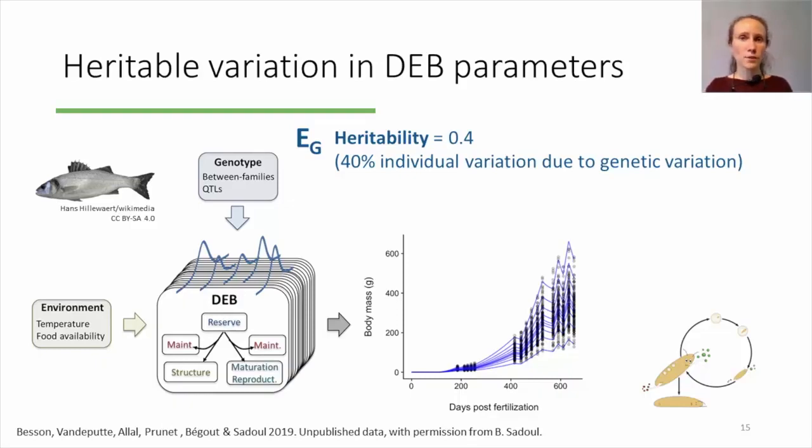And they found that the heritability for this parameter was 0.4. Translated, this means that 40% of the variation between individuals is due to the different genotypes of those individuals. We will come back later to what could be the remaining 60%. We now have data-based evidence that there is some genetic variation in DEB parameters within populations.